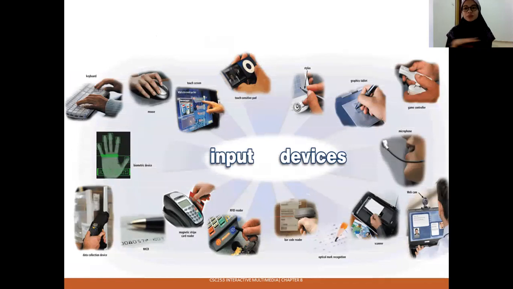So this is an example of input devices. We have keyboard, mouse, touch screen, touch sensitive screen. We have magnetic strip reader, even game controller. Okay, these are all input devices. Anything that can capture. For example, webcam. The end user now uses a webcam, it can capture me. So this is actually an input device.